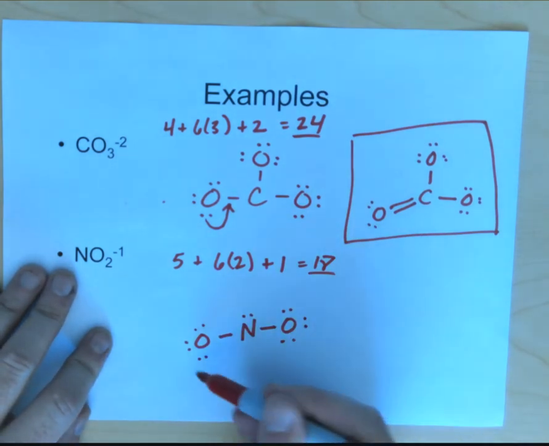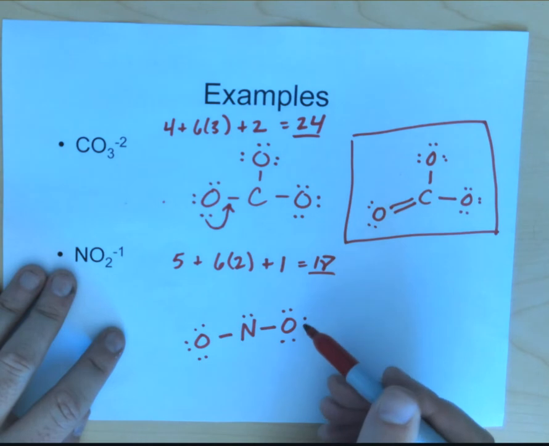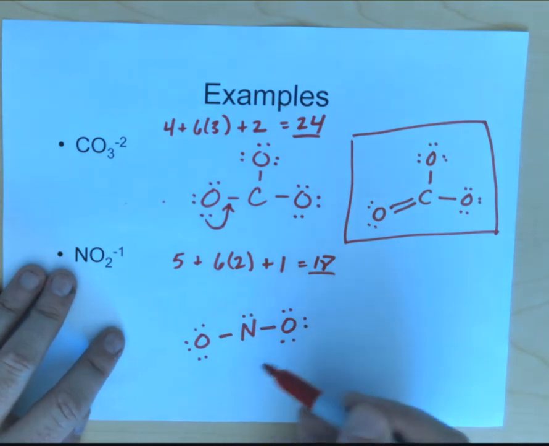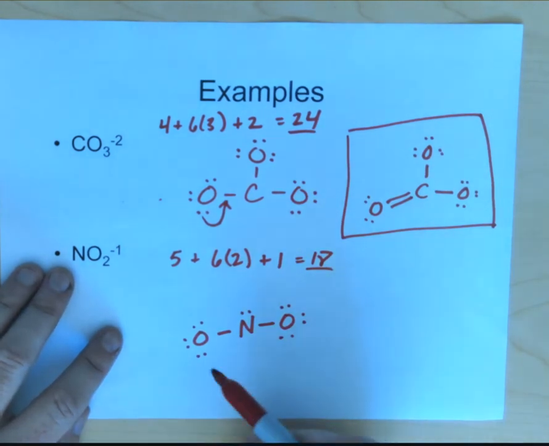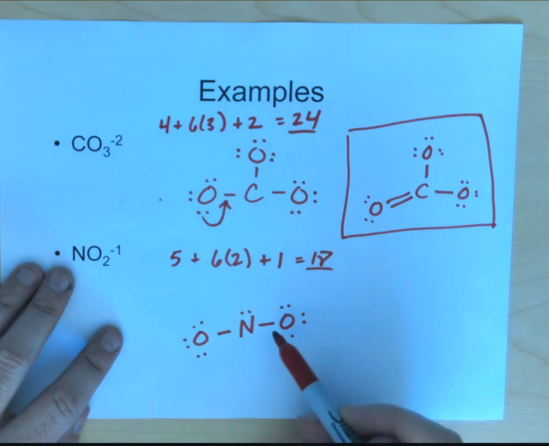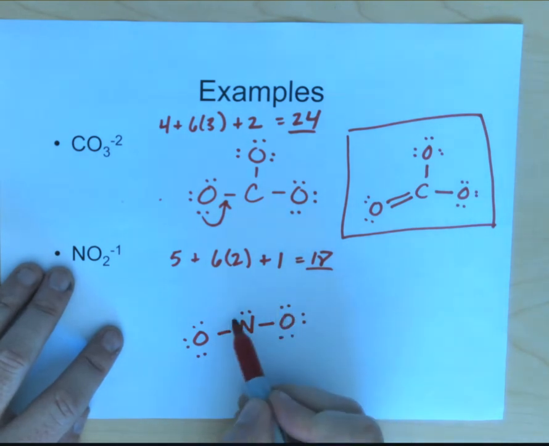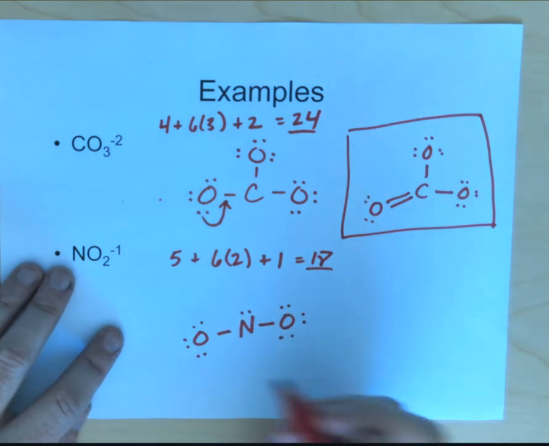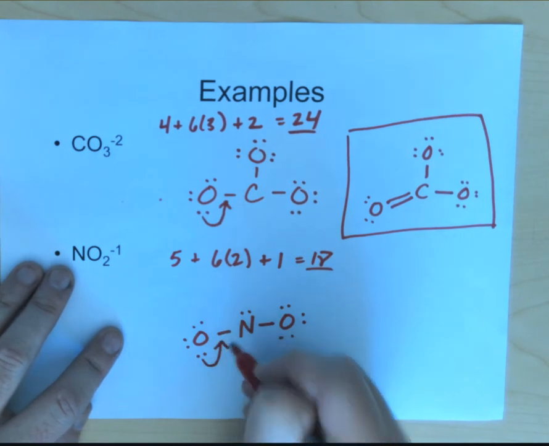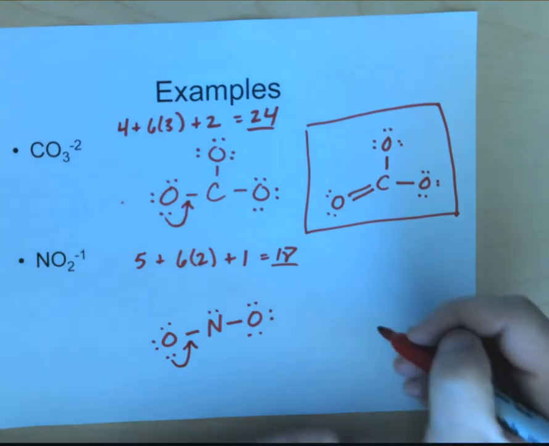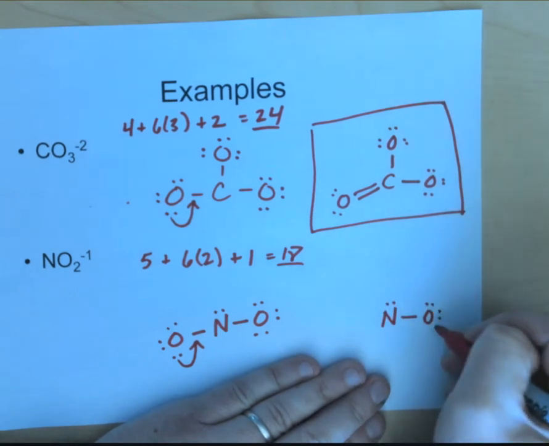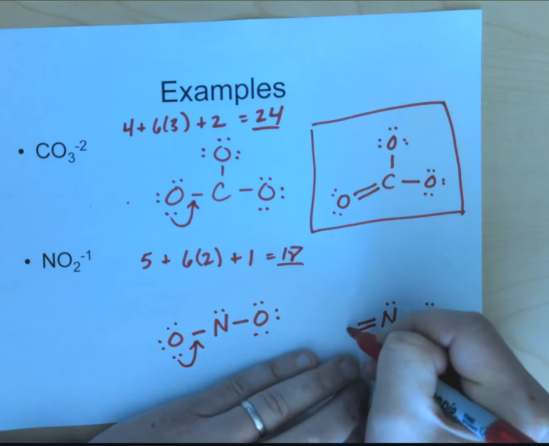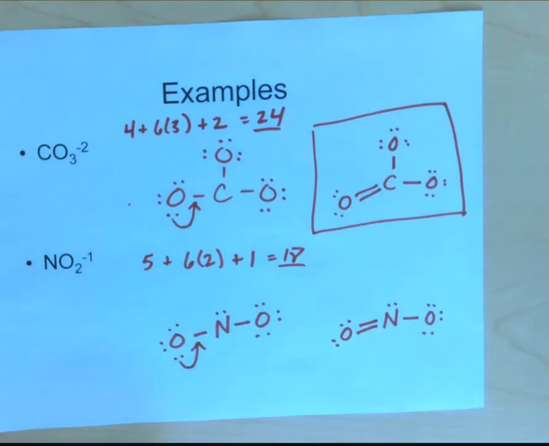Now remember, we fill in the outside electrons first, but if there's any left over after all those outside atoms are satisfied, they can go on the central atom. So now I'm going to count to make sure that each atom has 8. Well, the oxygens have 2, 4, 6, 8, 2, 4, 6, 8, but nitrogen only has 2, 4, 6. It needs 2 more electrons, so one of those oxygens will share a pair between itself and nitrogen. So the final structure for the nitrite ion will look like this.